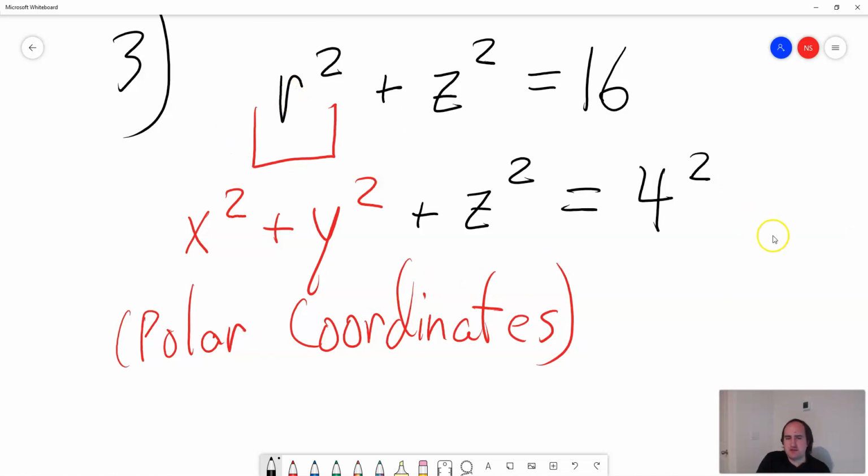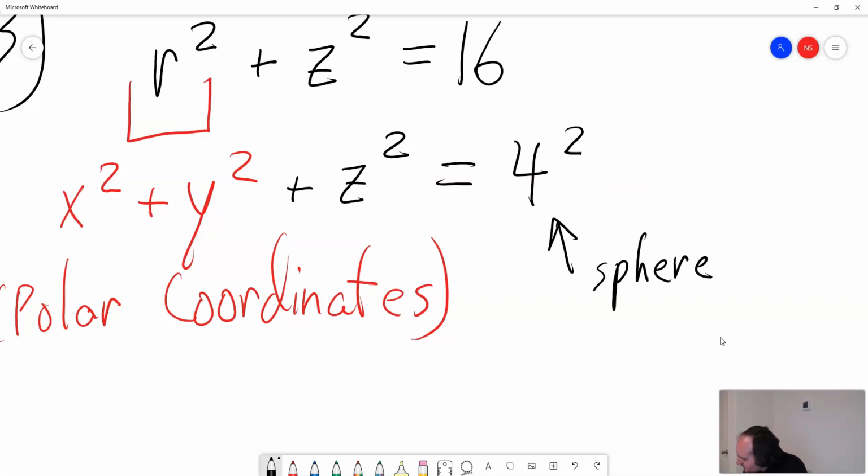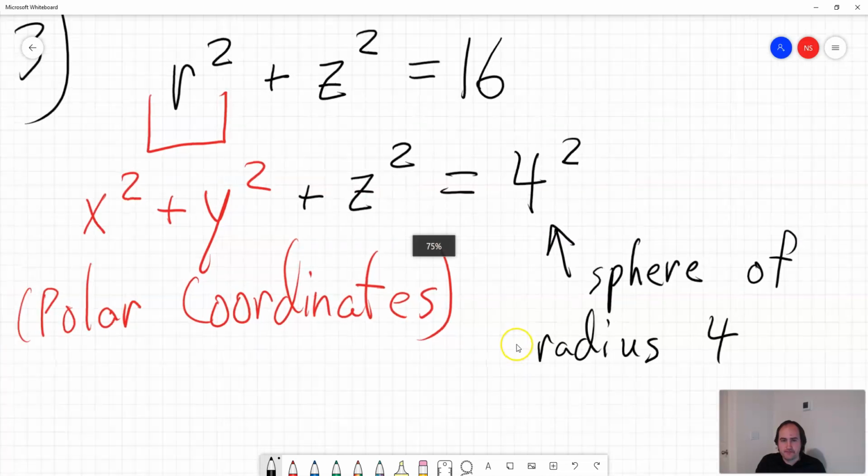But if we make this little substitution as polar coordinates, then we're going to end up with this formula, which is a sphere of radius 4. So the whole reason I wrote 16 as 4 squared is so I'd be able to see what the radius is. And this sphere of radius 4 is going to be centered around the origin. So it's going to be centered around the very middle of our graph.